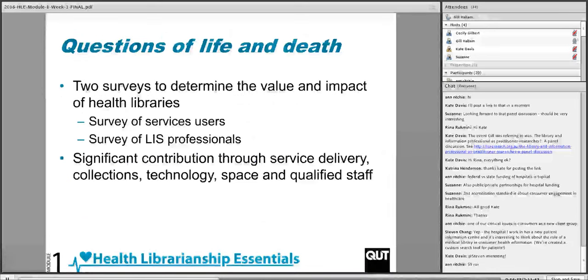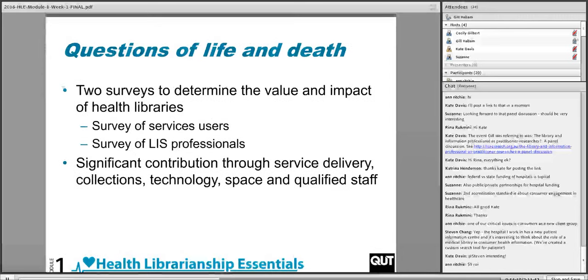So Questions of Life and Death looked specifically at the value and impact of health libraries. So I point you to that. I'm aware of the time, but it does highlight, as it shows there, the second point there, the contribution through service delivery, through the library collections, both physical and electronic, the whole technology aspects of access to information, the space, and especially the staff. And again, it's the skills and talents of the staff that they bring to ensuring that there is value and impact.